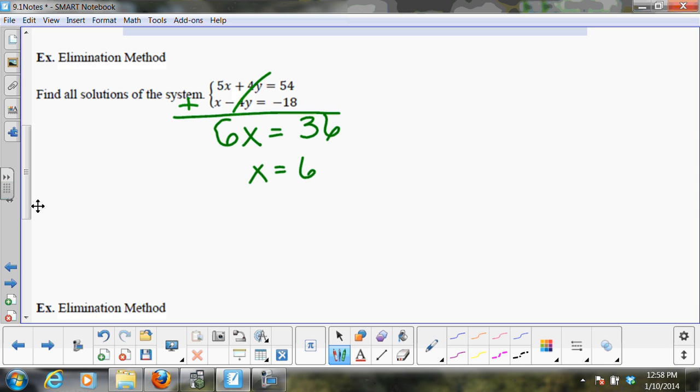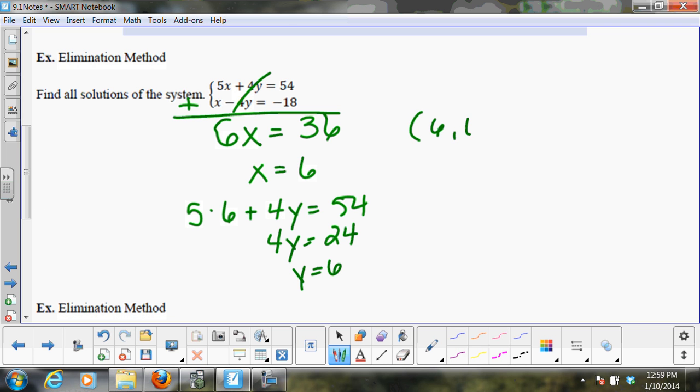X is 6. Now that I have x, I can plug back in. Five times 6 is 30. If you move 30, you get 24 over there. And y is also 6. So our solution is 6, 6.